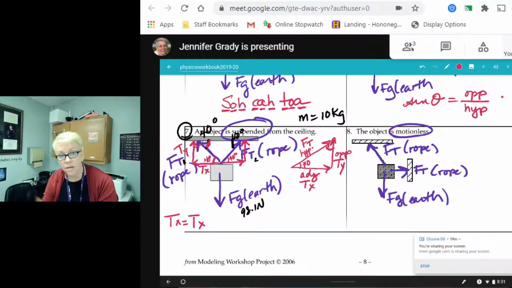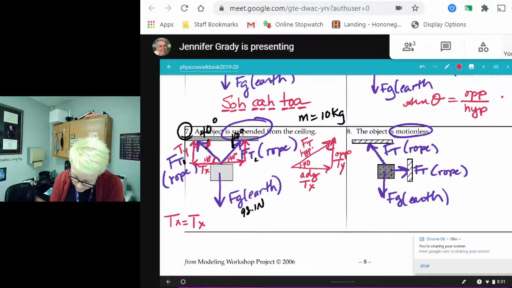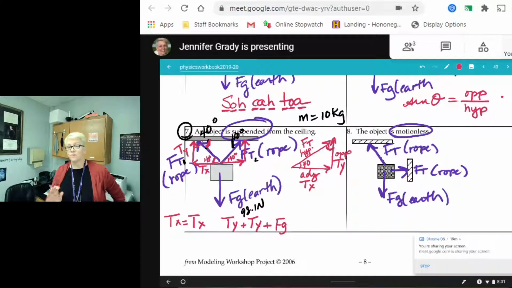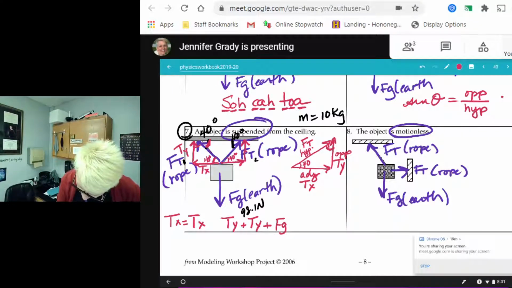But let's look at up and down. This is where it gets a little interesting, right? I have two Y components that are pointing straight up, TY and another TY, which is why I wrote it twice. And I have something pointing straight down, and that is FG. That's a little more interesting because I know the value of FG. So if FG, oops, sorry, that's supposed to be an equal sign. My bad.